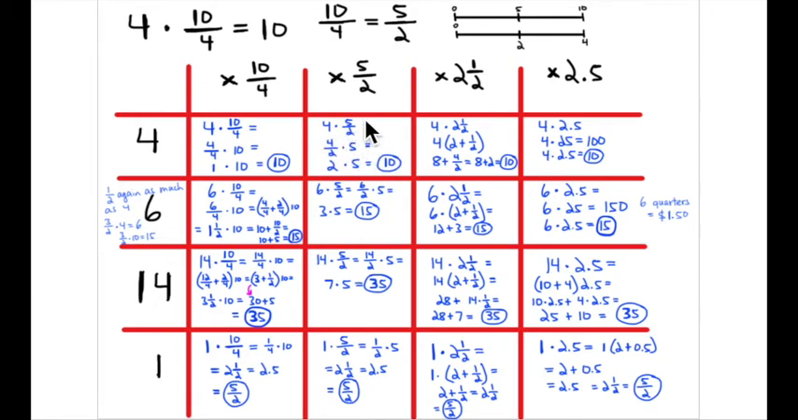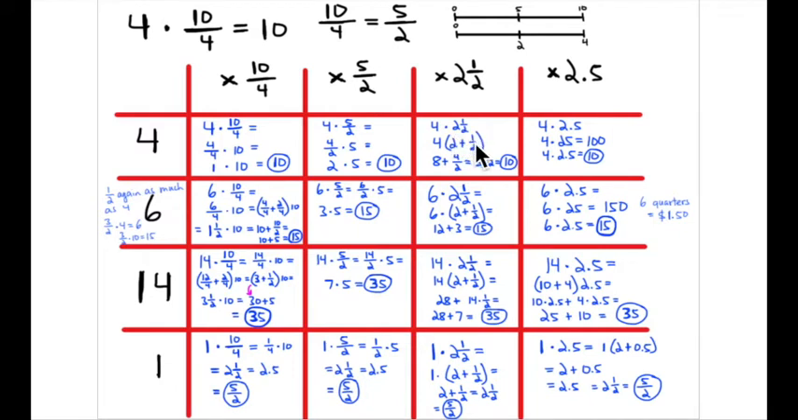This gets a little bit easier if you use the simplified equivalent ratio or the simplified fraction. 4 times 5/2, 4 divided by 2 times 5. Well, 4 divided by 2 is 2. 2 times 5 is 10. So just work through each of the steps and think about what you're doing.